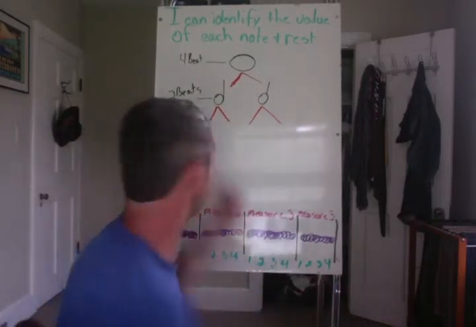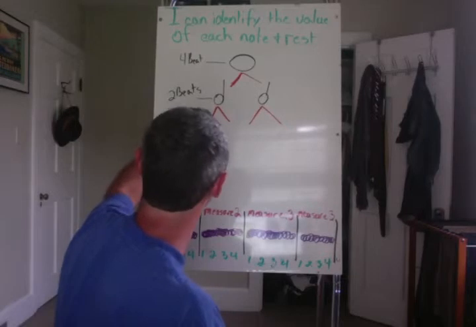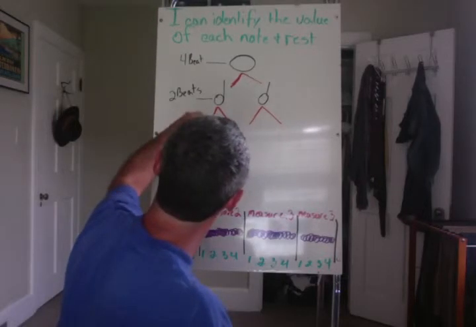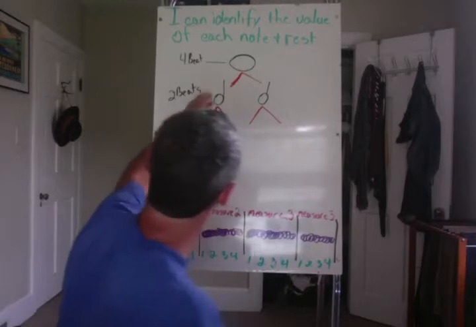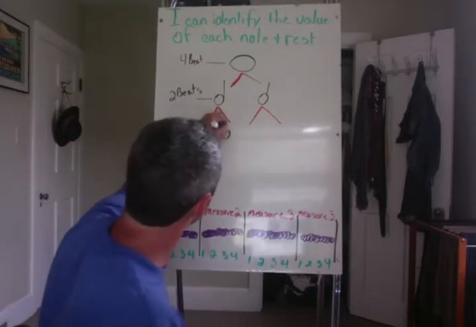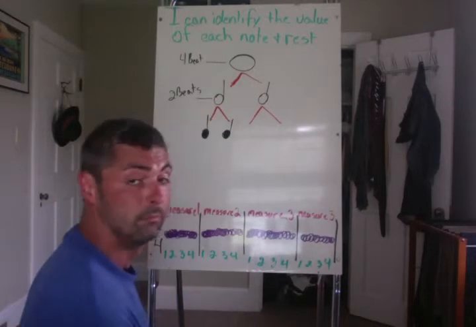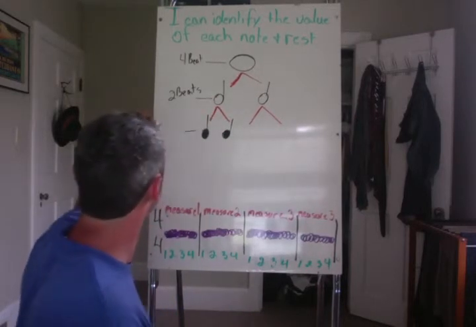I hope you answered quarter note, because that's the answer. Quarter note. So if you split the half note up, you get 2 quarter notes, because a quarter note is half of a half note. It's 1 beat.